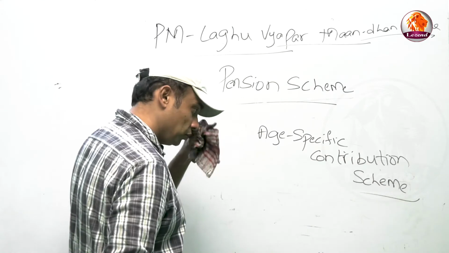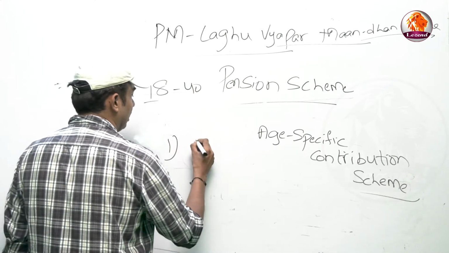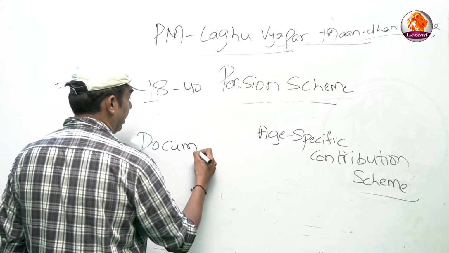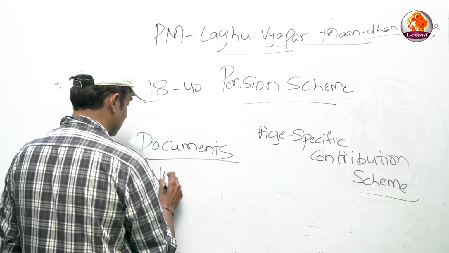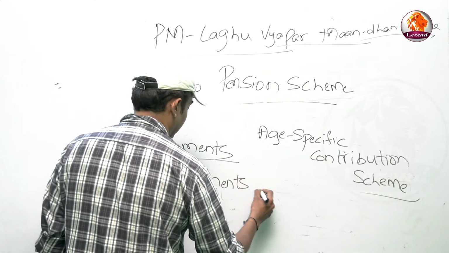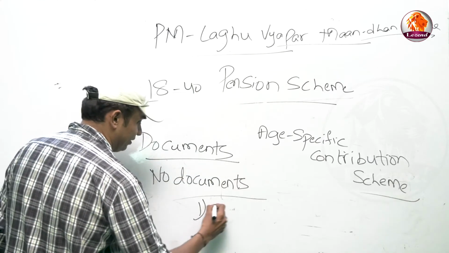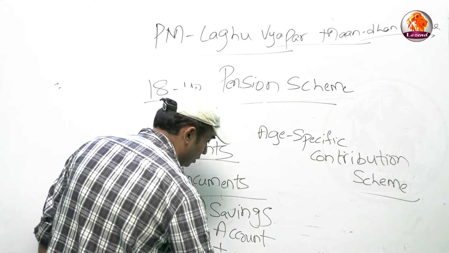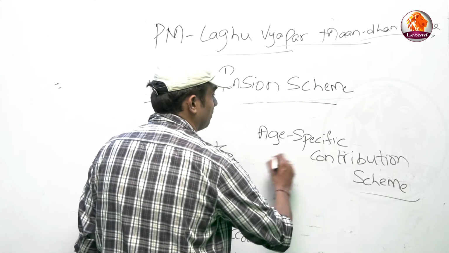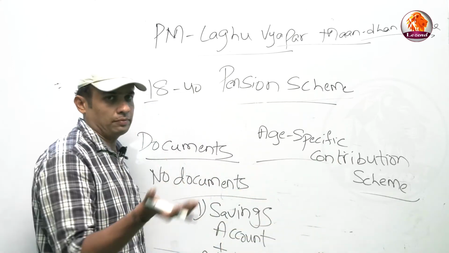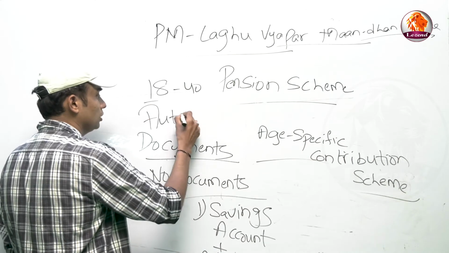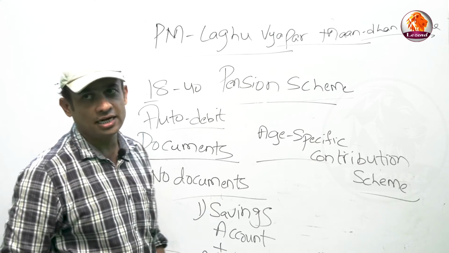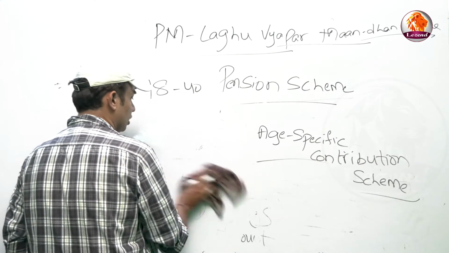Before going to that, you would need two things. What are the documents required? No documents are actually required. Only you should have a savings account and an Aadhaar number. So every month this prescribed amount by the government will be deducted from your savings account on an auto debit. So you have to maintain that amount of balance in your savings account, and it will be deducted automatically every month.